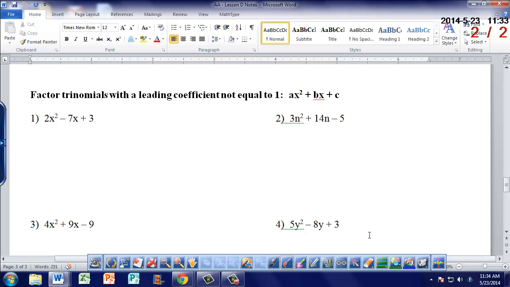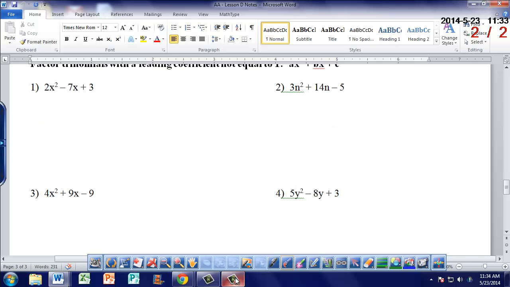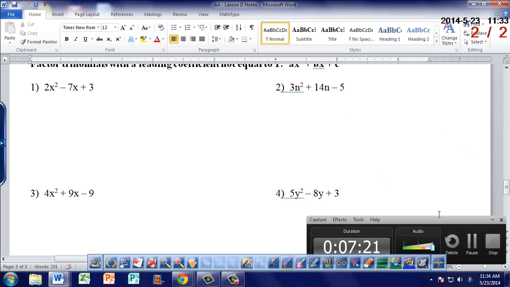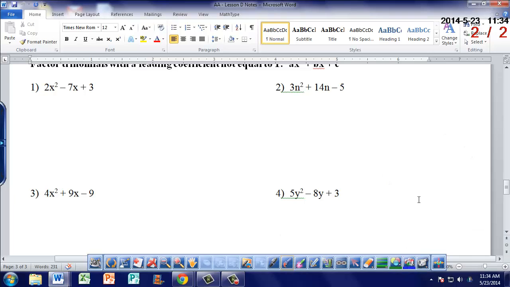Okay, now, here is how you factored these last year. We're going to factor a trinomial where the lead coefficient is not 1, it's greater than 1. This is called the AC method. So I'm going to just do 1 or 2 of these, and I'll let you guys try the others on your own. So I'm going to multiply 2 times 3, I get 6. What multiplies to give me 6 and adds to give me negative 7 would be negative 1 and negative 6.